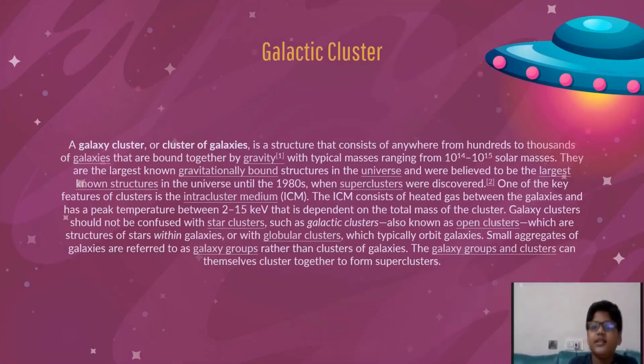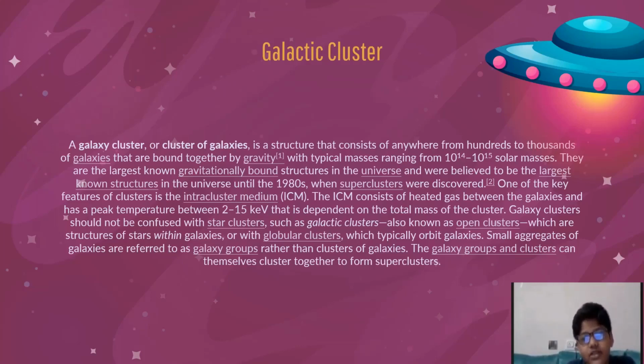Next is the galactic clusters. A galaxy cluster, or cluster of galaxies, is a structure that consists of anywhere from hundreds to thousands of galaxies that are bound together by gravity, with typical masses ranging from 10^14 to 10^15 solar masses. They are the largest known gravitationally bound structures in the universe and were believed to be the largest known structures in the universe until the 1980s, when superclusters were discovered.